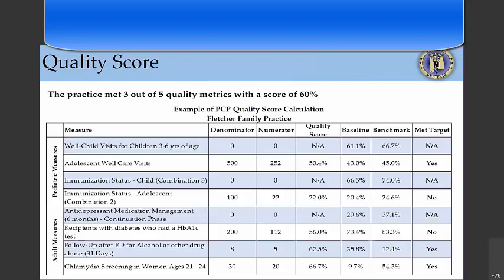The practice was successful in ensuring that recipients followed up after their ED visit related to alcohol and other drug use within the same time frame. 60% of their patients did, which surpasses the 12.4 standard benchmark on the follow-up after ED adult quality measure. The practice also met their target with chlamydia screening. You will be evaluated only on measures where recipients are attributed to your practice.